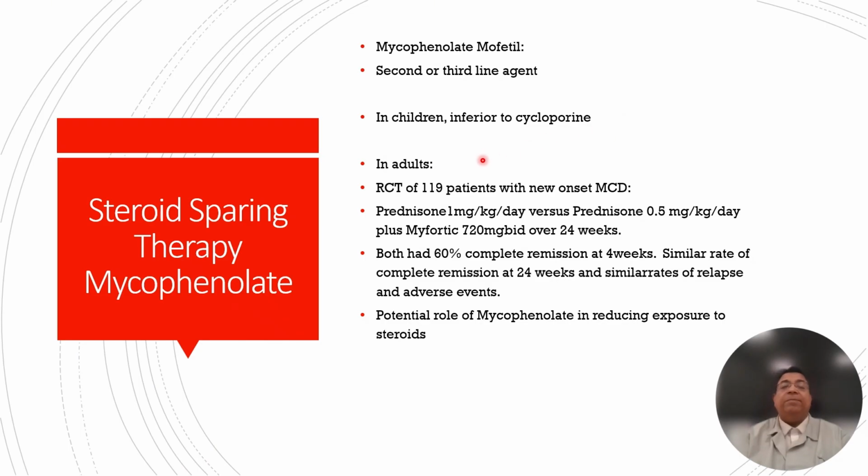In adults, there was a randomized controlled trial of 119 patients with new onset minimal change disease. And they studied prednisone 1 milligram per kilogram per day versus prednisone 0.5 milligram per kilogram per day plus Myfortic 720 milligrams twice daily over 24 weeks. Both had 60% complete remission at 4 weeks. There were similar rates of complete remission at 24 weeks and similar rates of relapse and adverse events. There may be a potential role of mycophenolate in reducing exposure to steroids.